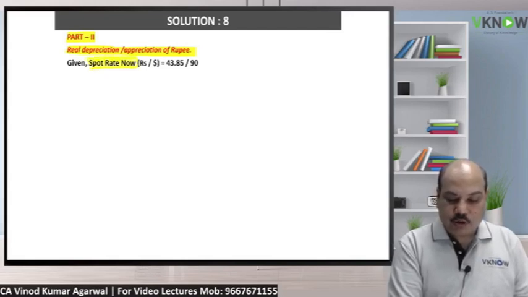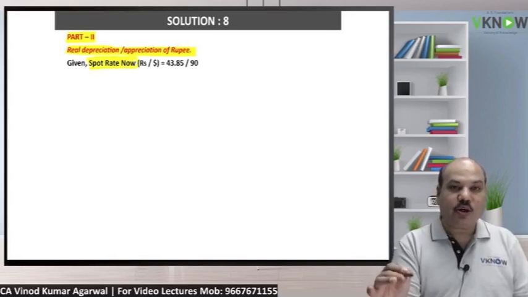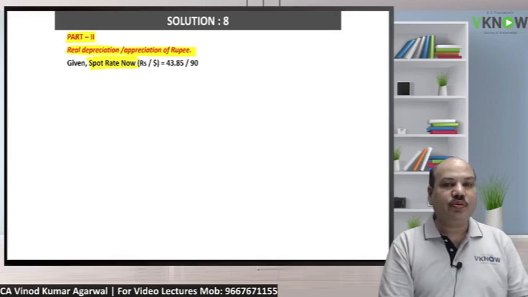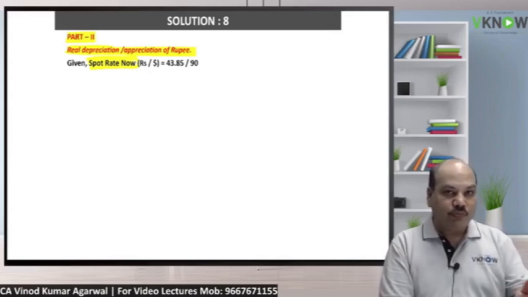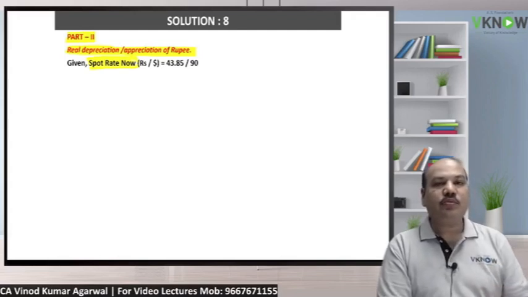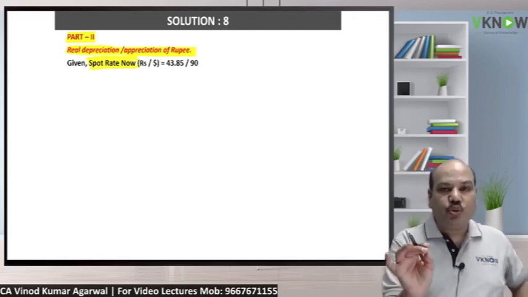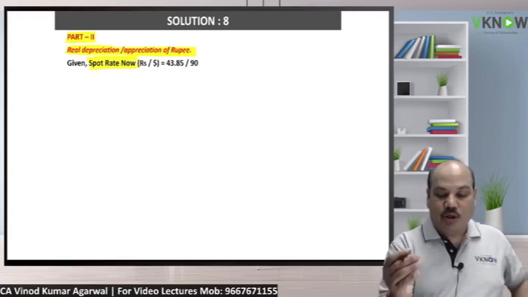Question: if you see the spot rate now, write down the given spot rate now. I am changing the presentation of this answer because the institute's answer is very brief and there is a minor error also. So a good student will note it down so that he will understand the logic also. You are given in the question the spot rate now.